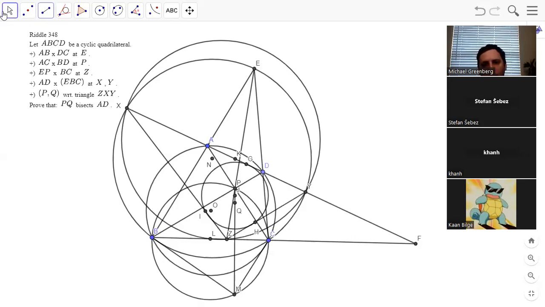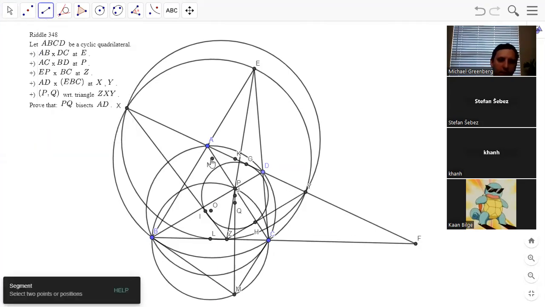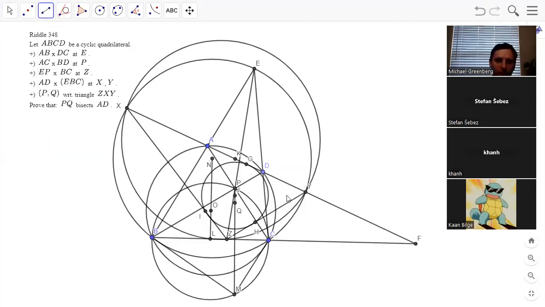ZE is not the angle bisector because Z is not on it. Oh, you're right. Yeah. I got confused there. But I see that EX equals EY, and NE is perpendicular to XY. It's a good argument. So N, O, and L should be collinear. But I'm not going to make the diagram any more complicated.